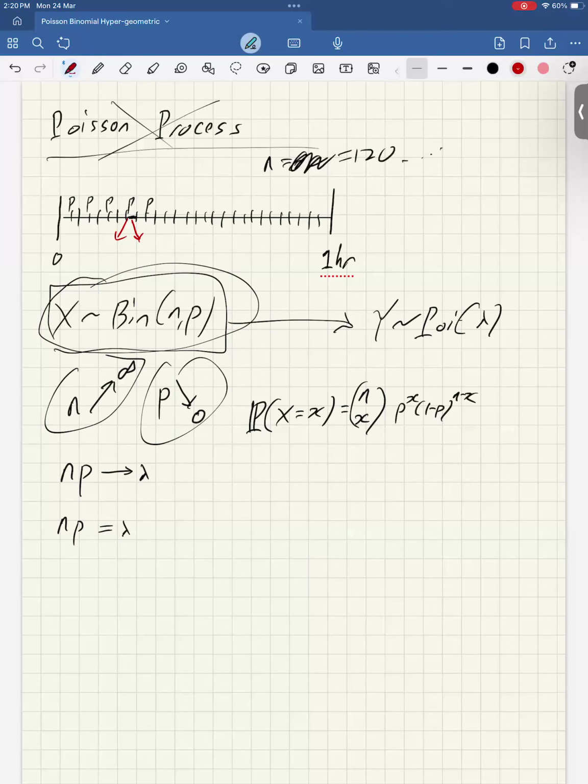But if we're willing to think that the product np is lambda, then instead of p, we can write lambda over n, right? That's what we can do. So I'm going to write lambda over n here, and for the 1 minus p, put 1 minus lambda over n, all to the power n minus x.